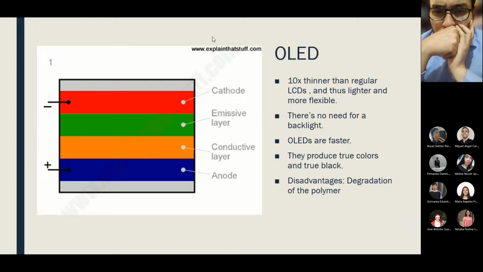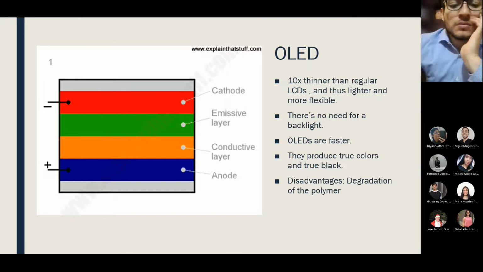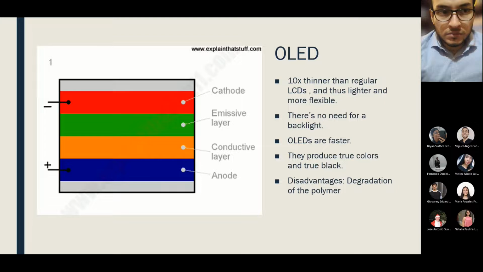Now, I know that you have heard about OLED, which is an organic light-emitting diode. These OLEDs that we have in our computer screens are made out of these conducting polymers. And here we have a little schematic of the cell they use. So we have a cathode, we have an emissive layer, the conductive layer, which is going to be the polymer, and the anode.